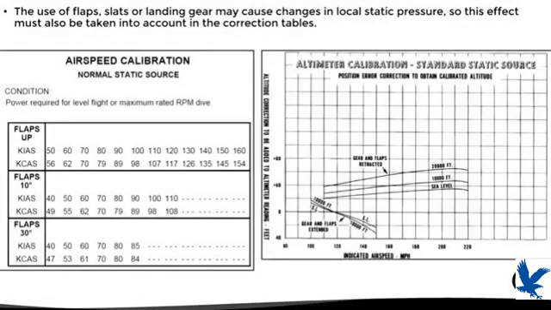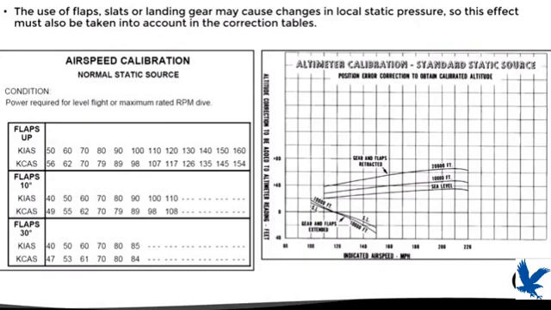Apart from this effect, the use of flaps, slats, landing gear, or other parts of the plane can also cause changes in the local static pressure, so this effect must also be taken into account in the correction tables. In this case we have a correction table for the airspeed indicator and another for the altimeter, since, as we will remember, the static port provides information to the three instruments.